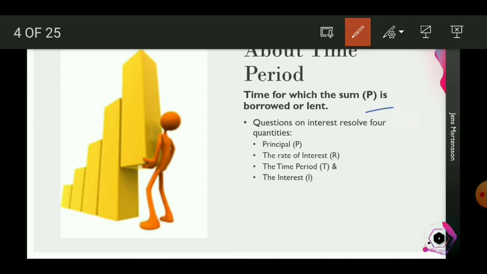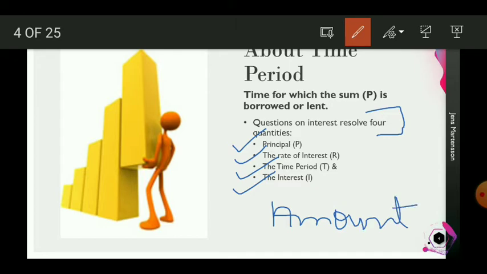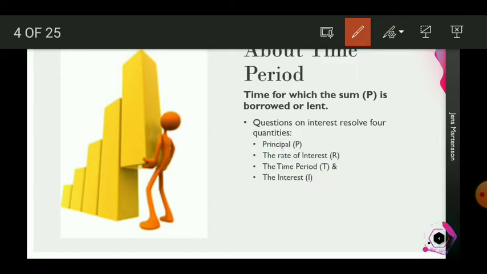Yeah, so questions on interest involve 4 quantities. What are they? The principal, the rate of interest, the time period, and the interest, obviously. And it involves one more thing, that is the amount. I forgot to add it in the point. The amount can be asked as how much money I will get, or how much money I have to give to my lender. Now I have to give 104, means the interest plus the money I borrowed, the principal amount. Okay, now let's move to another slide.